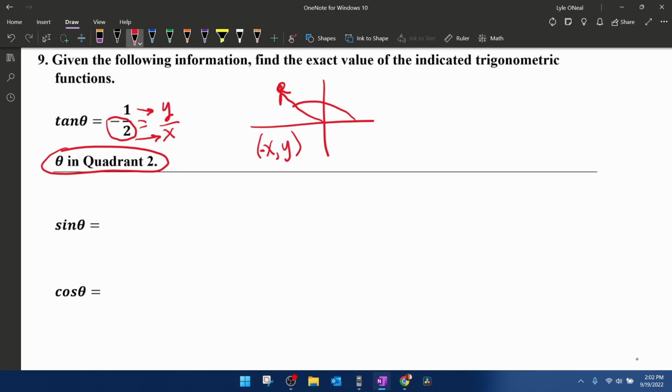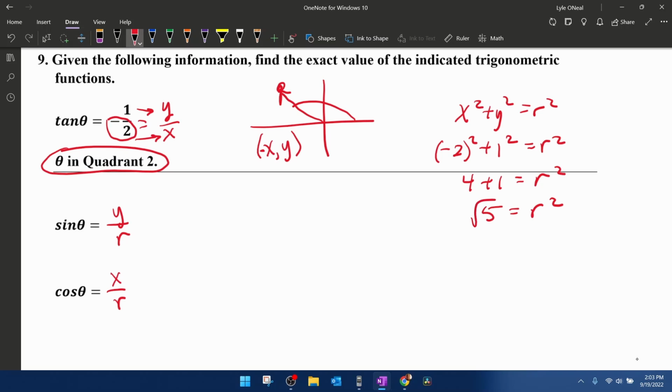We need to find sine and cosine. So sine is y over r, cosine is x over r. We're going to need to find r. Again, using our Pythagorean theorem, x squared plus y squared equals r squared. We know that x is negative 2 squared, y is 1 squared. That's going to give us 4 plus 1, which is 5.